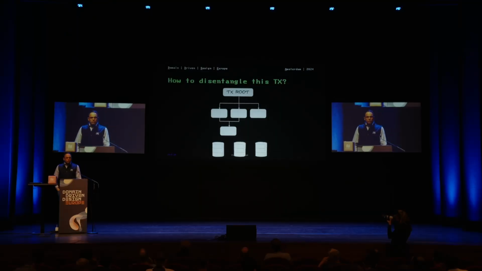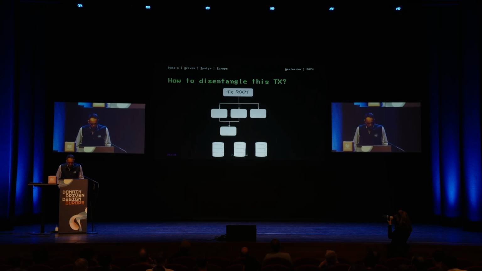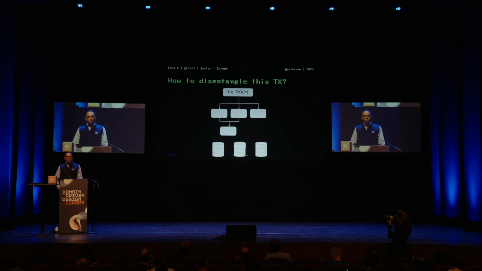Okay, so the talk is titled How to Disentangle Transactions. Suppose we have a large legacy monolith, and we have a large transaction that spans multiple databases or multiple tables in a database and multiple components in a system.